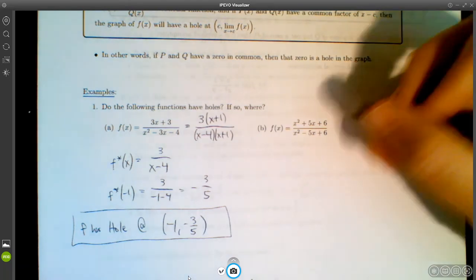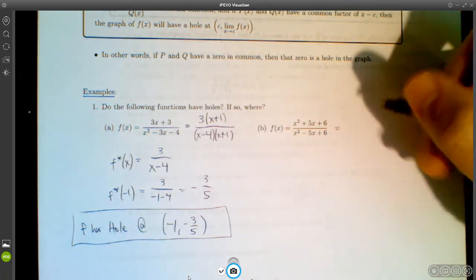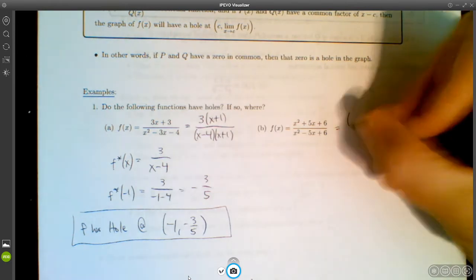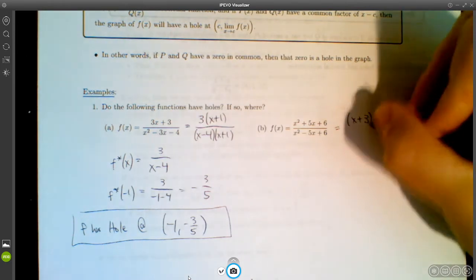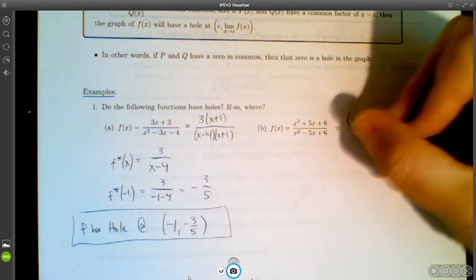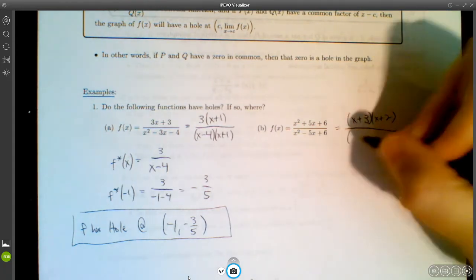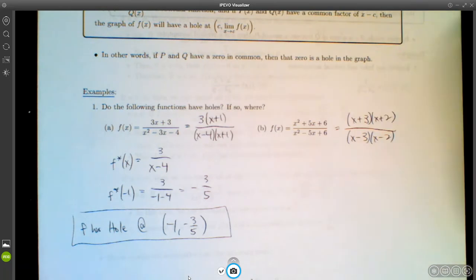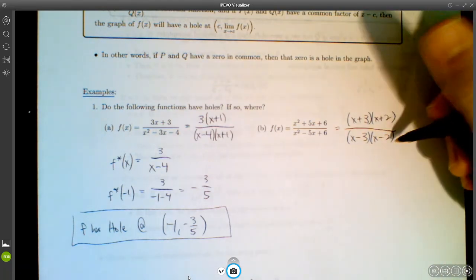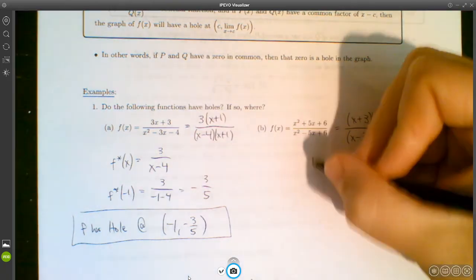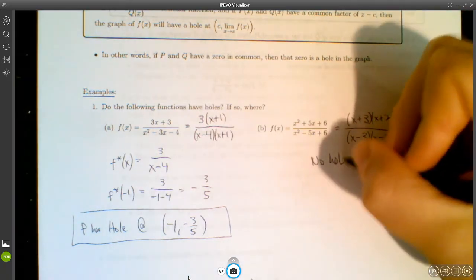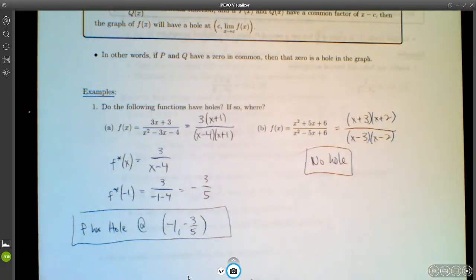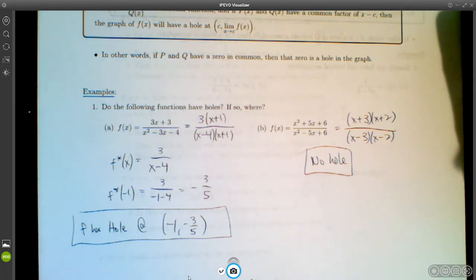Let's do another one. The numerator is going to factor as x plus 3 times x plus 2, and the denominator is going to factor as x minus 3 times x minus 2. The numerator and denominator don't have any factors in common, so there's no hole here. So that's that.